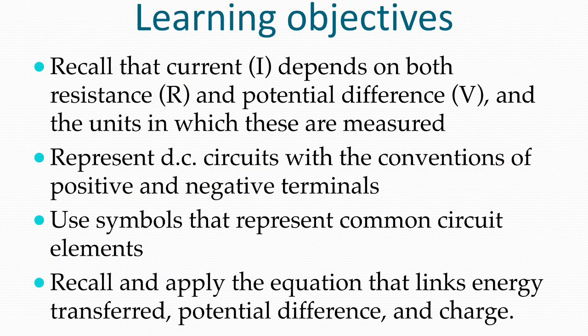Our learning objectives are to recall that current depends on both resistance and potential difference, and the units for these are measured in amps, ohms and volts respectively. We need to represent DC circuits with conventional positive and negative terminals, use various common circuit symbols, and recall and apply the equation that links energy transferred with potential difference and charge.